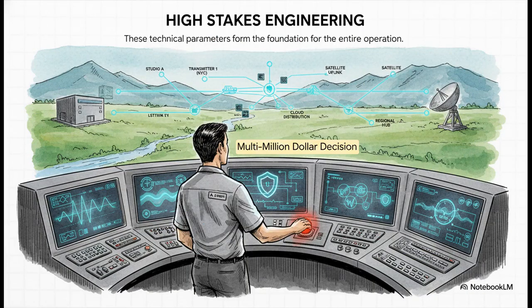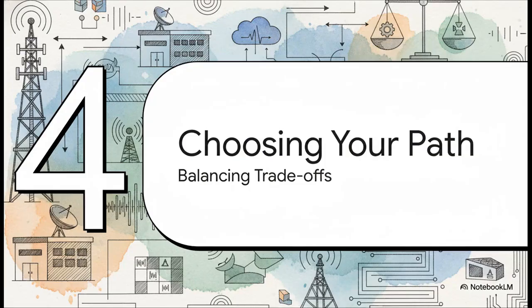So, the key takeaway here is that these aren't just a bunch of abstract specs on a data sheet. For a broadcast engineer, this list is everything. It's the blueprint they use to make huge financial decisions, all to make sure that what goes into the link comes out the other side perfectly, every second of every single day. Which brings us to the final decision.